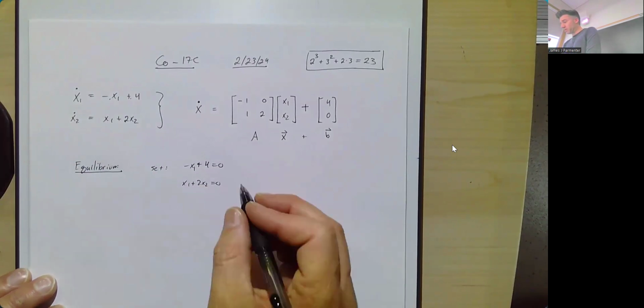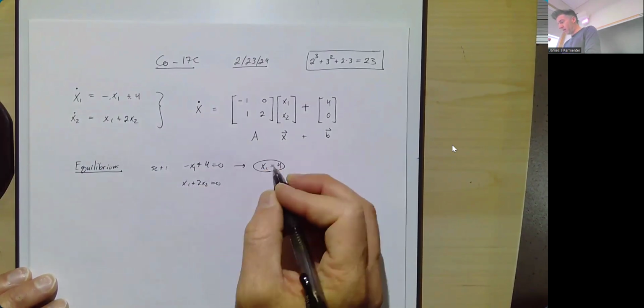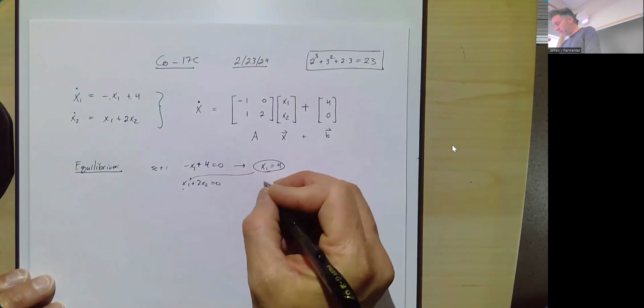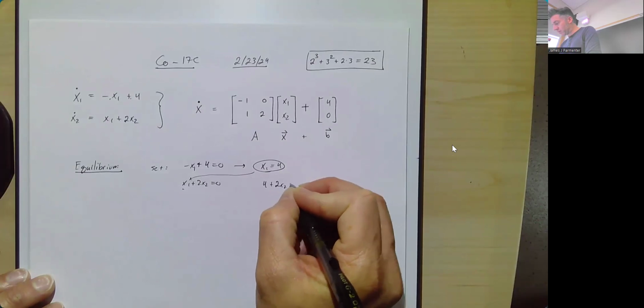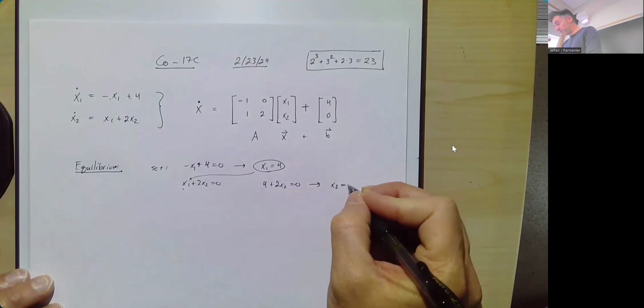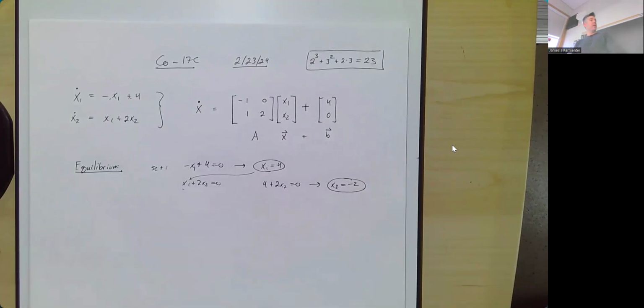When we do this, we end up getting x1 equal to positive 4. And if x1 is equal to 4, we can plug that in here and get 4 plus 2x2 equal to 0, which is going to mean that x2 is equal to -2. There's our equilibrium, which is not the origin. Every time we've done this so far, the equilibrium has been the point 0, 0. This is the first time we're seeing something other than that.